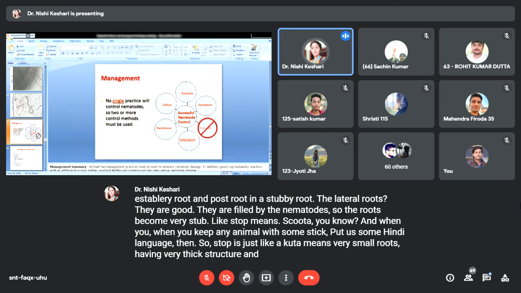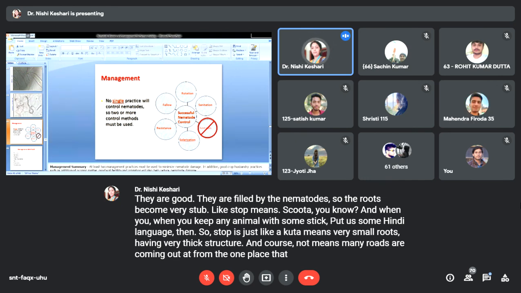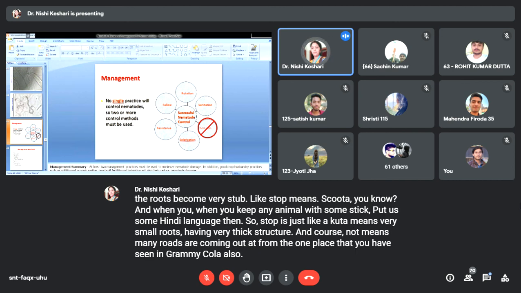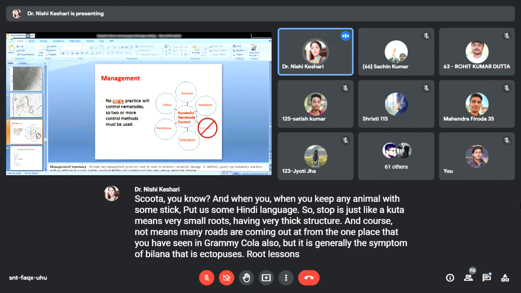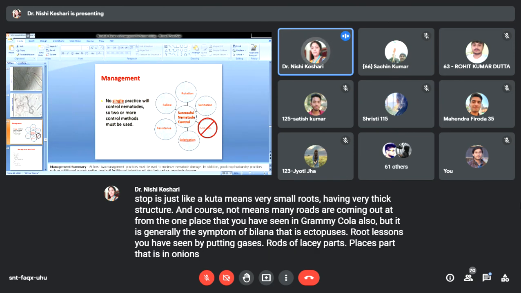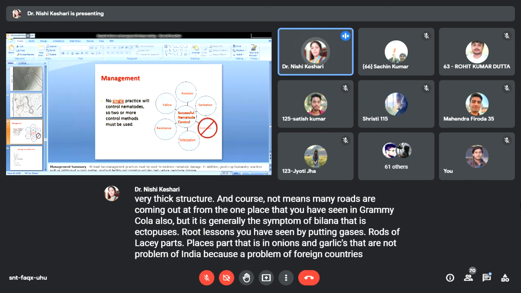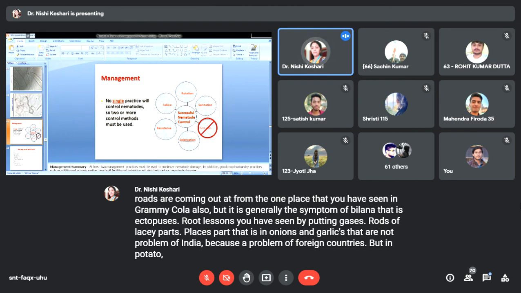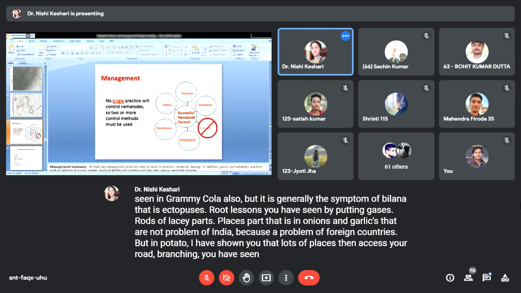So a stub is just like a khuta, means very small roots having very thick structure. And coarse root means many roots are coming out from one place, that you have seen in Meloidogyne graminicola also, but it is generally the symptom of Trichodorus, that is an ectoparasite. Root lesions you have seen by Pratylenchus species. Rots of fleshy part, that is in onions and garlics, are not a problem of India, it is a problem of foreign countries. But in potato, I have shown you rots of fleshy parts. Then excessive root branching you have seen in paddy.